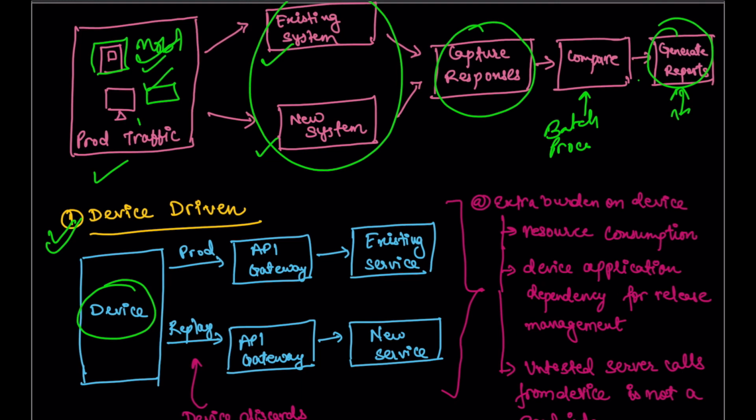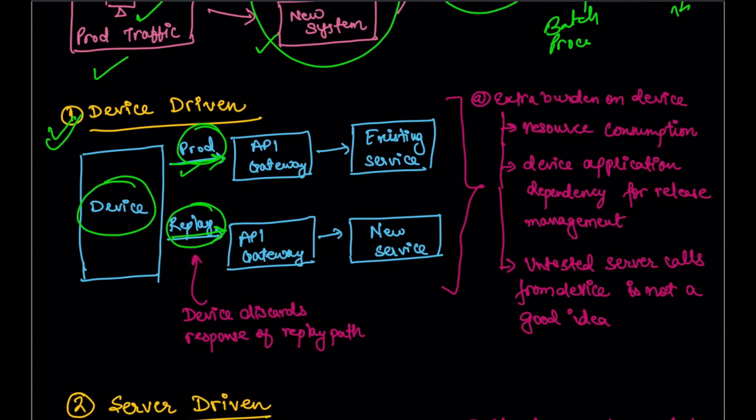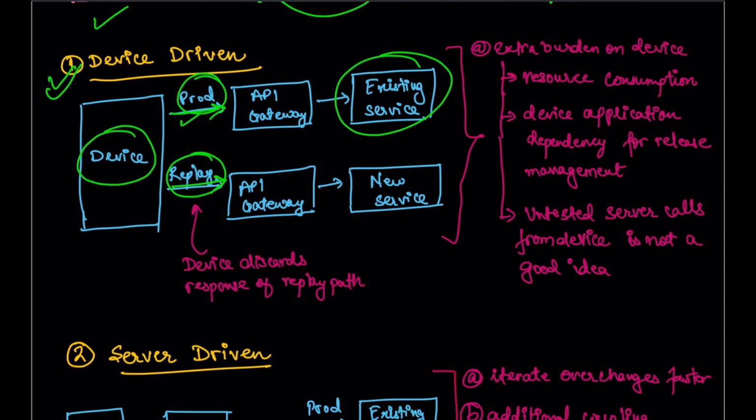It can be mobile, it can be computer. So from the device itself, the traffic is sent to two endpoints, you can say. One is this prod endpoint, which is actually in place, and this is your duplicate endpoint where you are sending the traffic. The prod endpoint is hitting the existing service, and the duplicate traffic is hitting the new service.